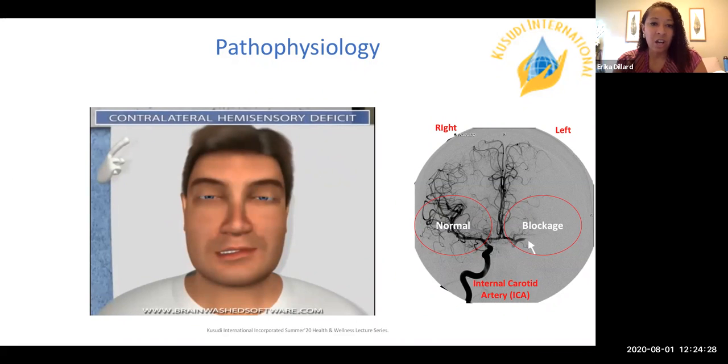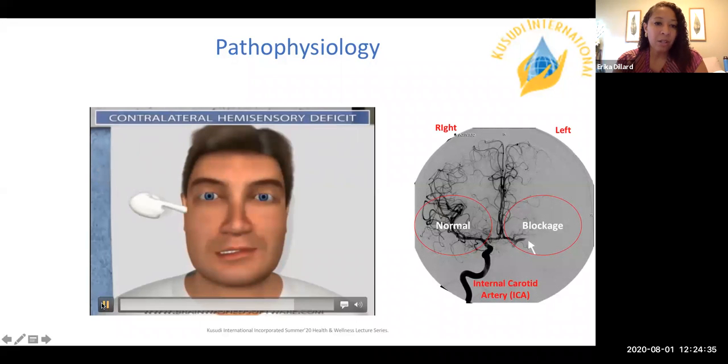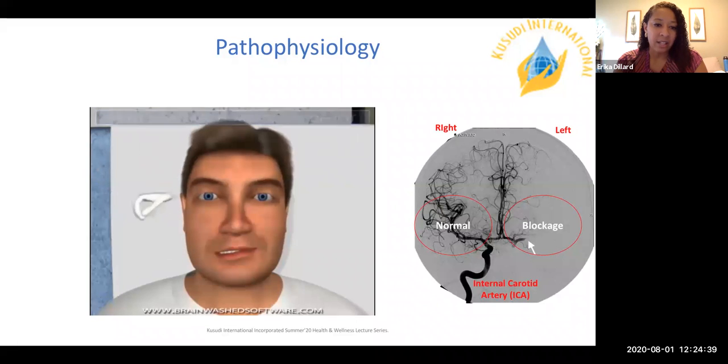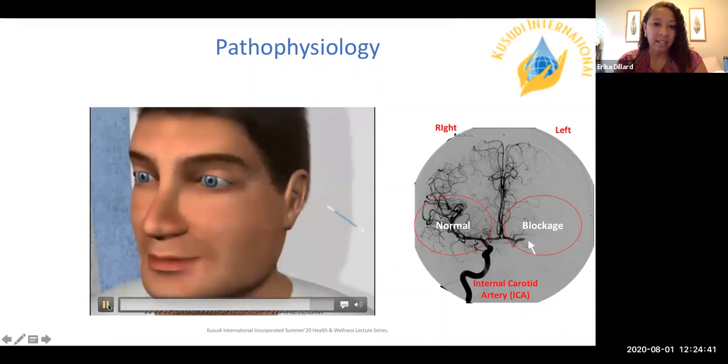So what we just saw was when we pointed a finger at the patient on the left, they looked over towards the left, right? But when you point towards the right, they don't notice that there's anything going on on the right-hand side, so they almost ignore or neglect that side.